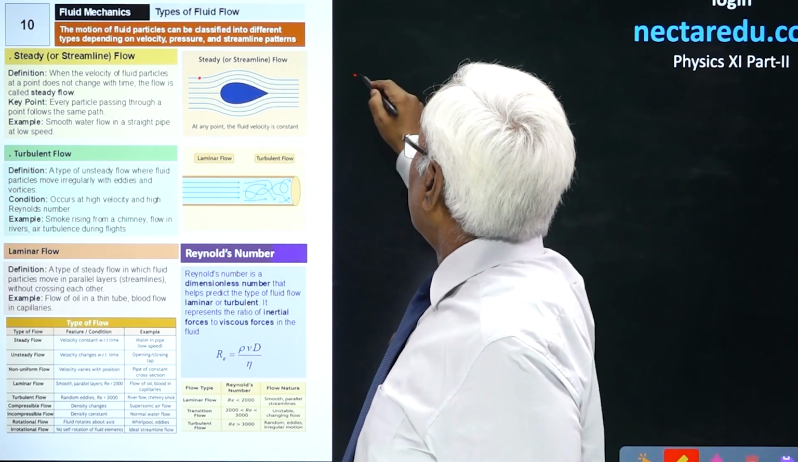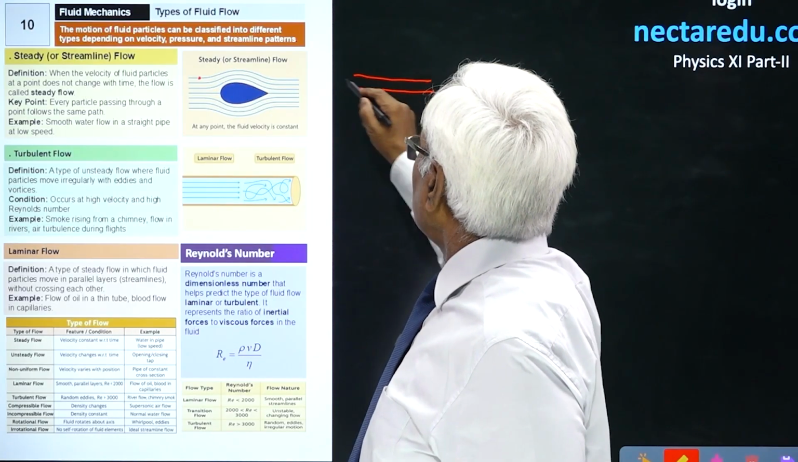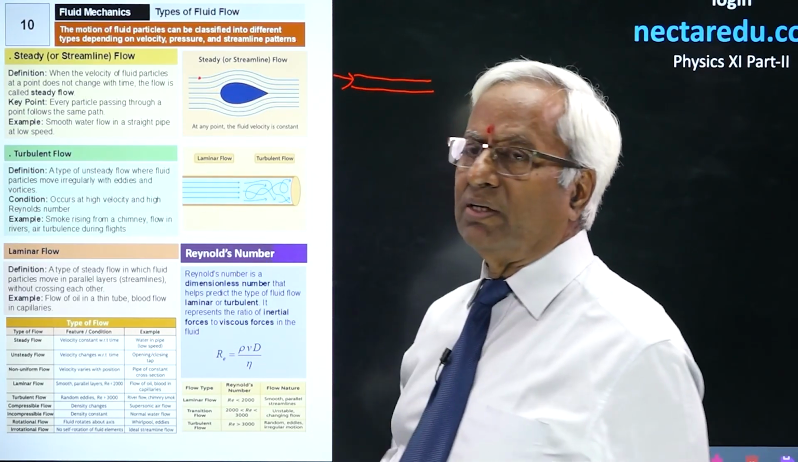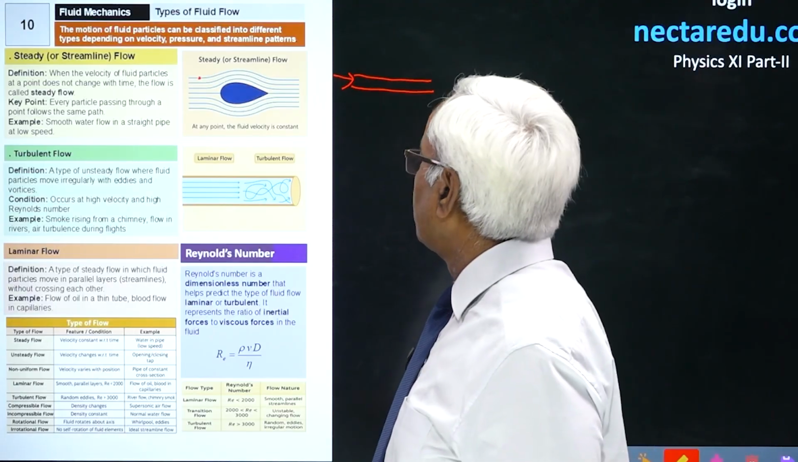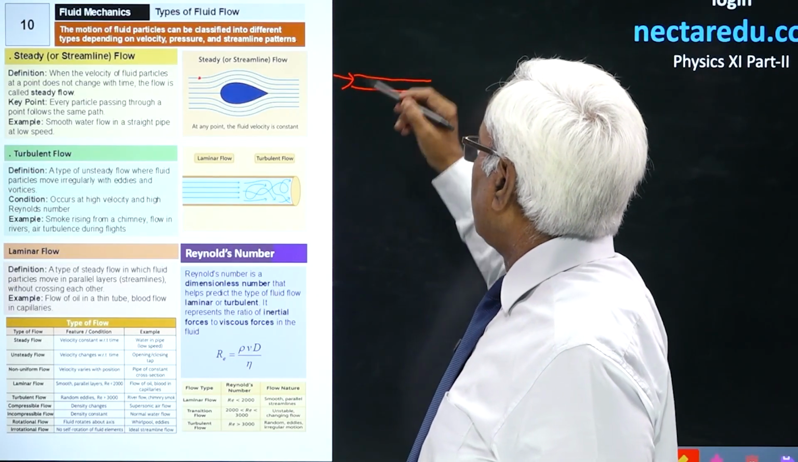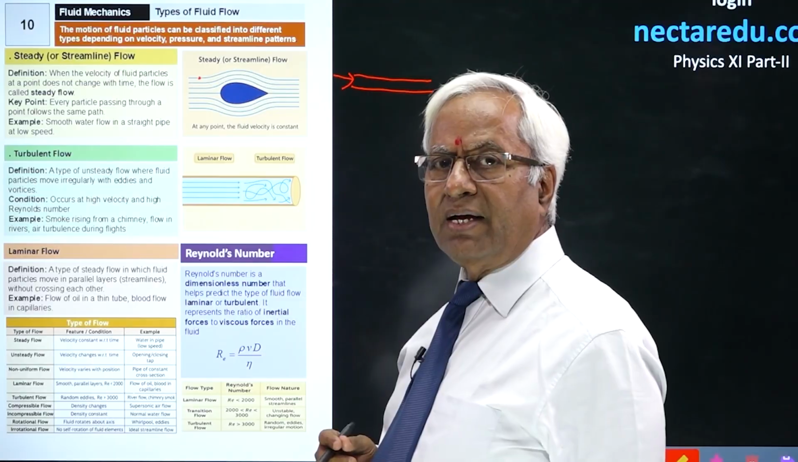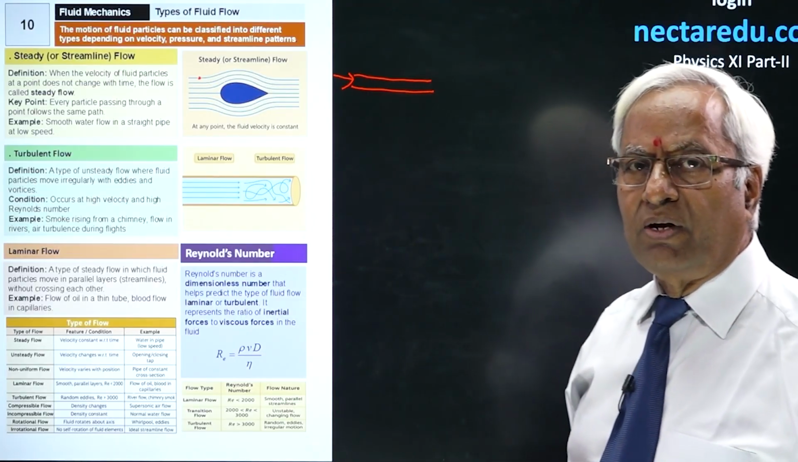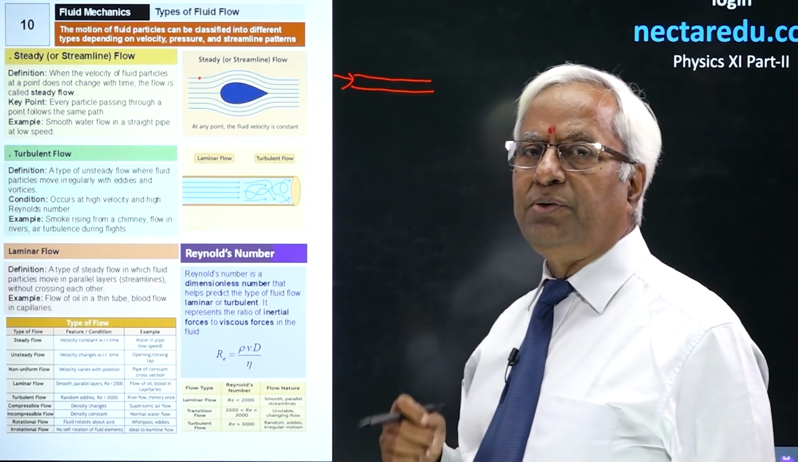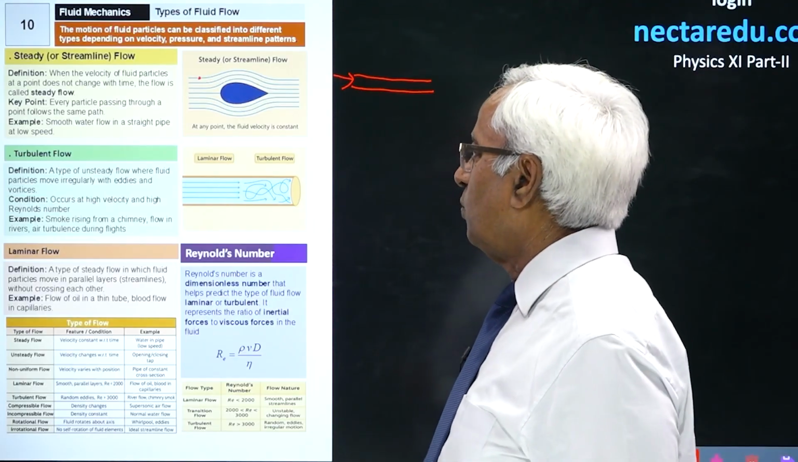You see, when in a pipe there is a smooth flow of water, it is a very good example of a streamline flow, but this has to be maintained by keeping the velocity low. Magnitude of the velocity should be low.